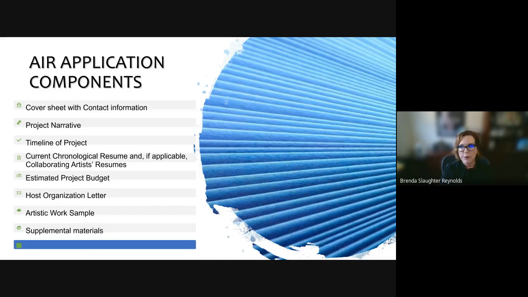This is auto-populated, and when Ben gets to the application itself, he will show you exactly what it looks like. This should be a $6,000 budget. This is a $6,000 grant. It's not a matching grant. So show us how you're going to do the 5 workshops and 1 event in $6,000. You should also have your host venue organization letter. This should accompany your application.